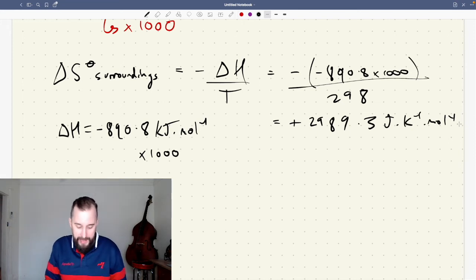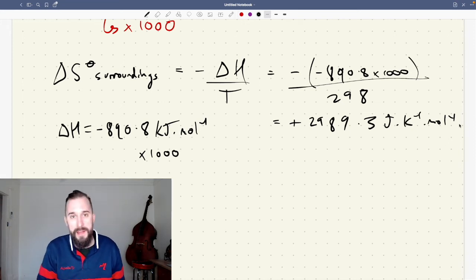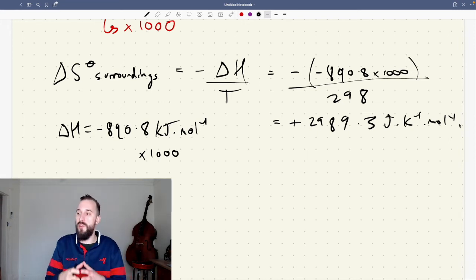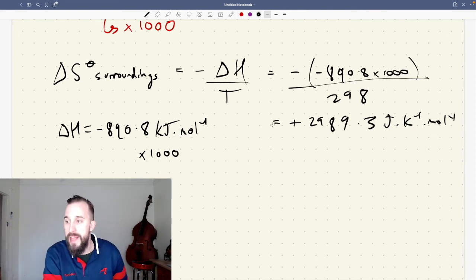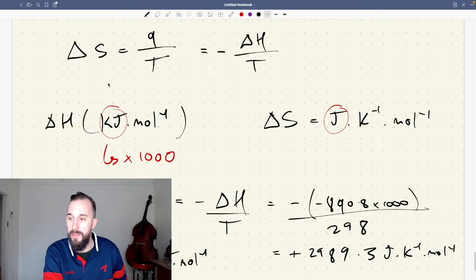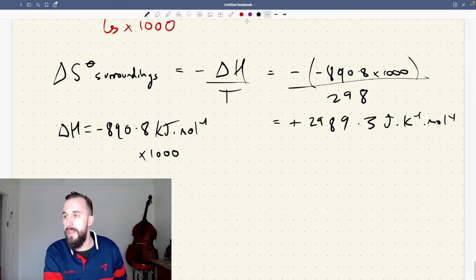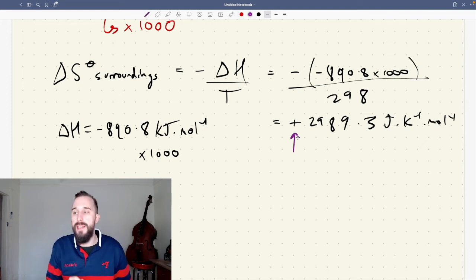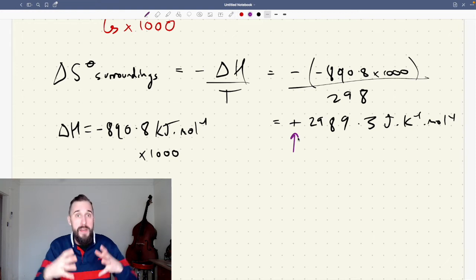What is this value telling us about the chemical reaction here and entropy? Similarly to how we analyzed what the negative value means for the delta S of the system, when we look at the surroundings, we're having a positive value. We're increasing the entropy of the surroundings. And that makes sense. We're giving off all that heat.